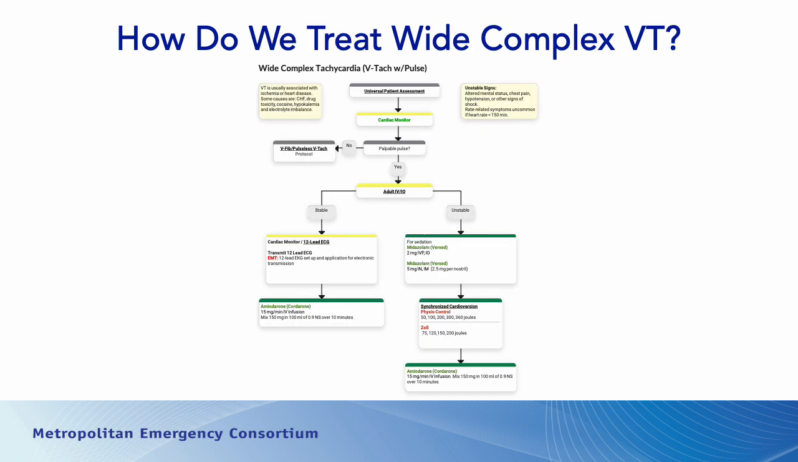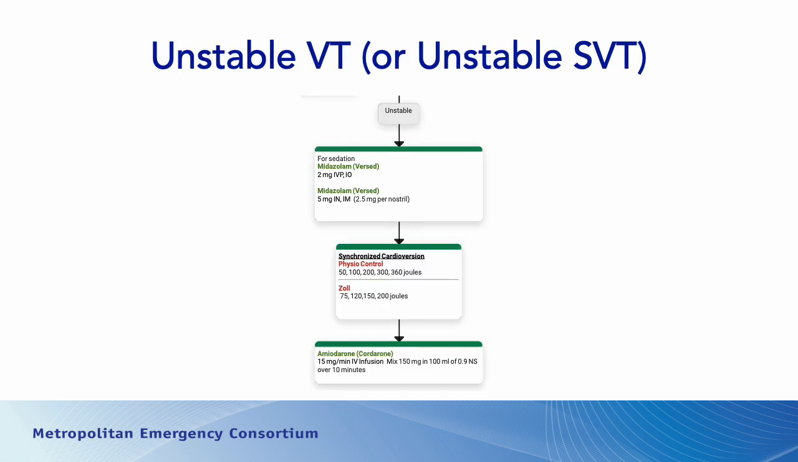All right, so how do we treat it? Well, here's our protocol. Our protocol looks pretty straightforward. We have patients who are stable or unstable. And if the patient has no palpable pulse, we're going to treat them as a VF arrest. If the patient has a pulse but is unstable, we have one arm. If the patient has a pulse and is stable, we have a different arm. So what do those arms look like?